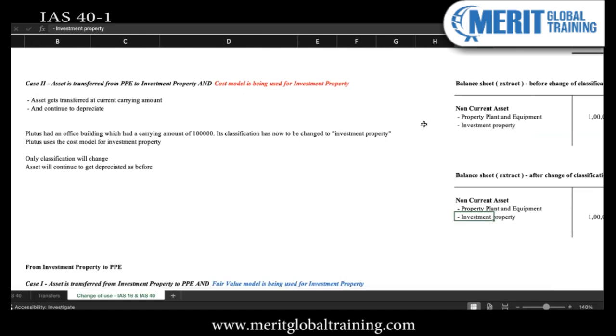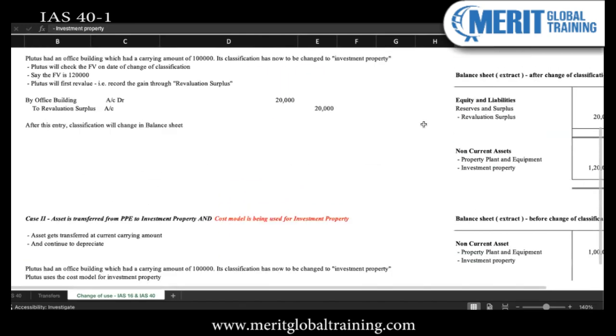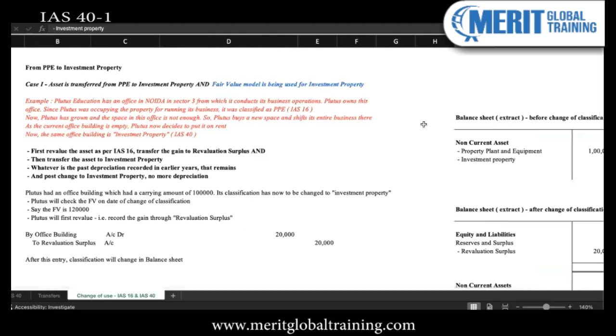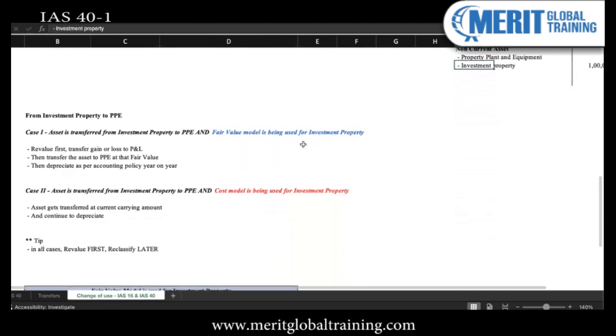So when cost model is being applied for investment property, your life is rather simple. Just change the heading and your job is done. Now, second case. The first type of transfer was from property, plant, and equipment. You went to the classification of investment property. The second situation is you are going from investment property to property, plant, and equipment. So, just go back to the story that I told you first.